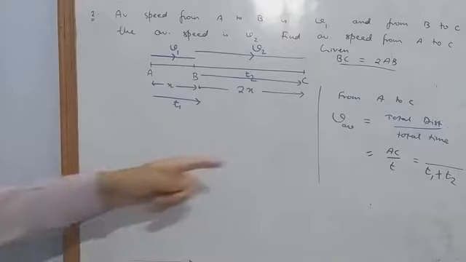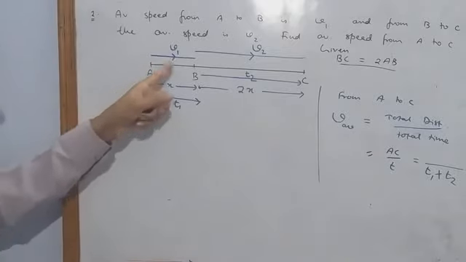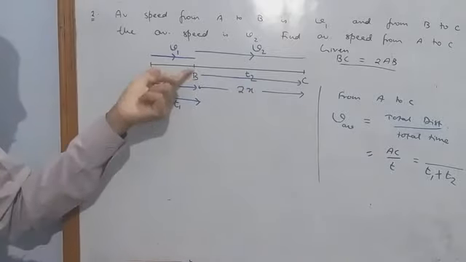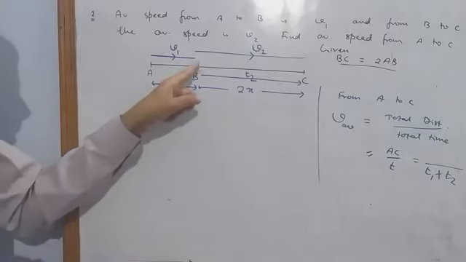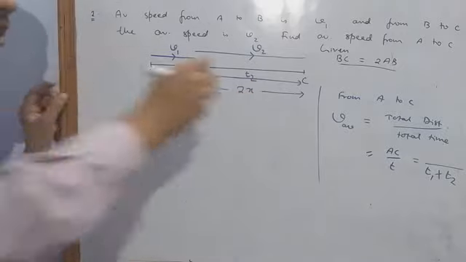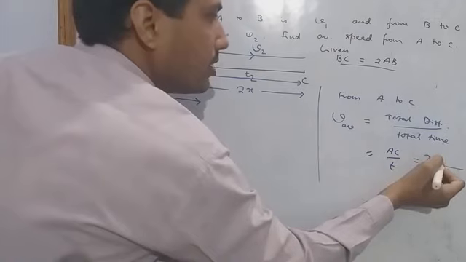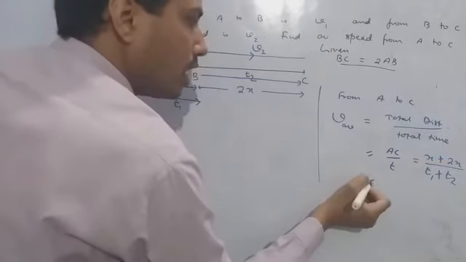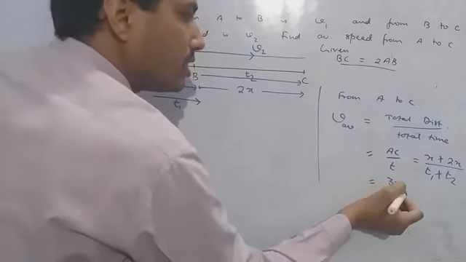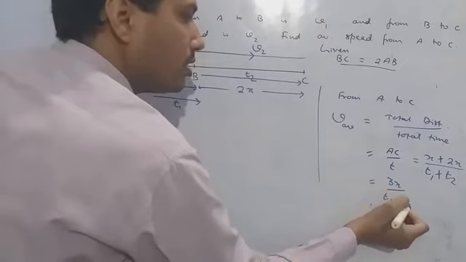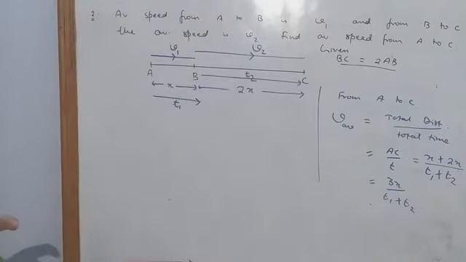Now what is the total distance? AC? AC will become AB plus BC. But how much is AB? It is x. And how much is BC? It is 2x. So it becomes x plus 2x. So our answer becomes 3x upon T1 plus T2. Now here x is okay, but T1 and T2 we have to find.